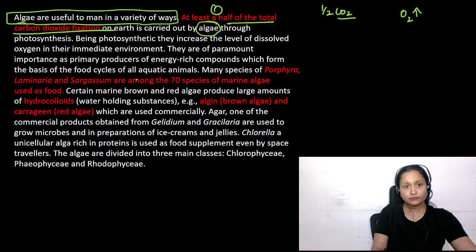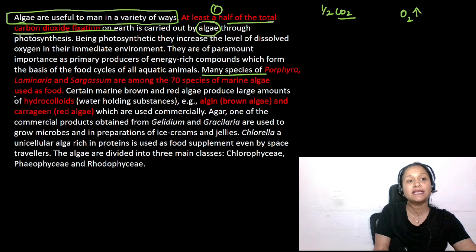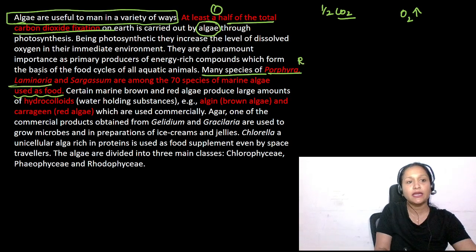Next, many species of algae are used as food. They are used as food. So here some examples are written. Porphyra, it is a red algae. Laminaria, it is a brown algae.